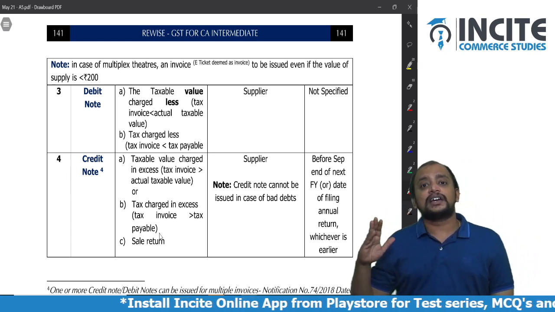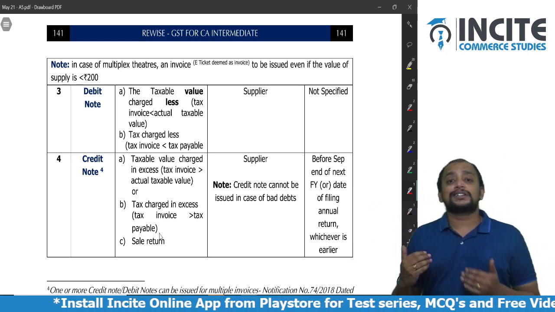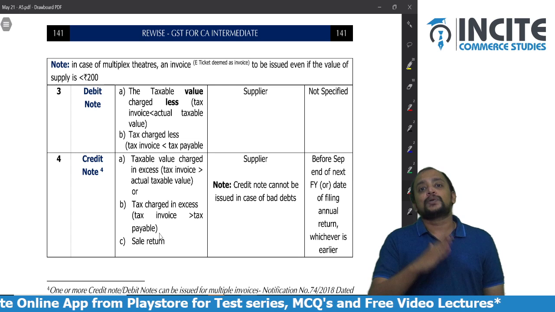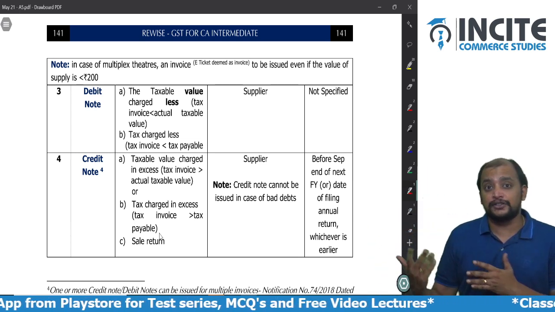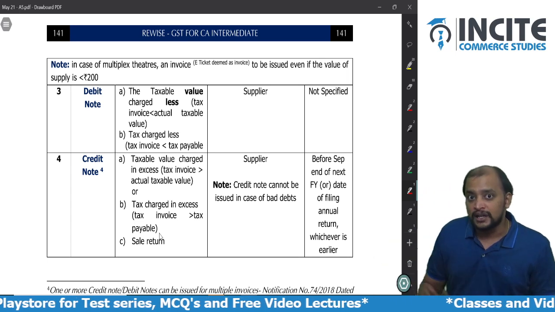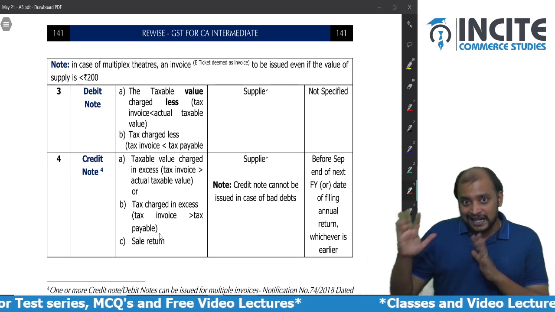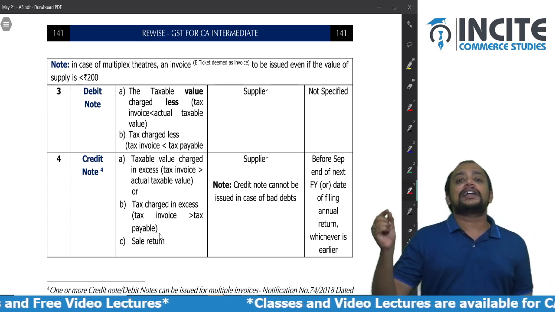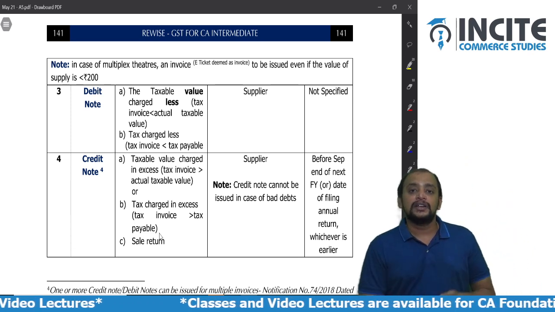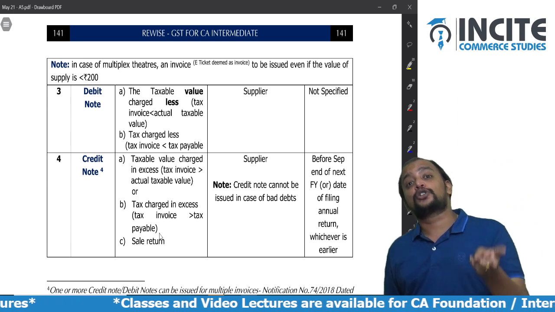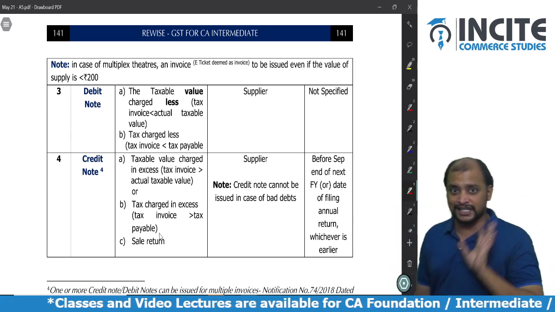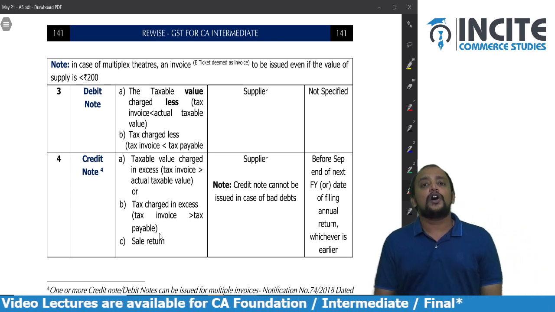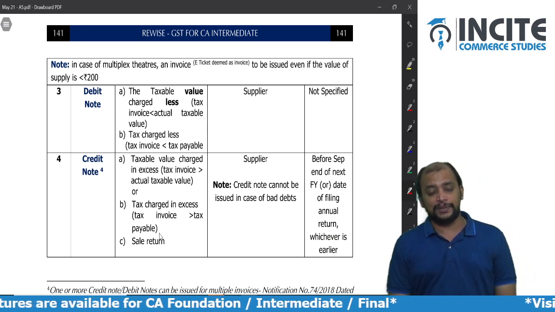This is just like the input tax credit time limit. Section 16 subsection 4, we have seen the input tax credit time limit. What is that? Time limit for availment of ITC is 20th October of the succeeding financial year or date of filing annual return, whichever is earlier. Like that, but for credit note it is not 20th October, it is 30th September of the succeeding financial year or date of filing annual return, whichever is earlier. That will be taken.